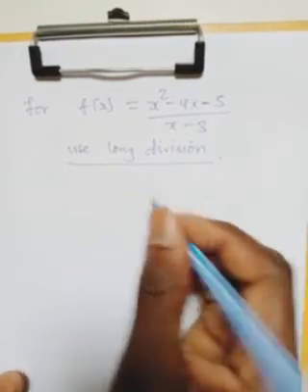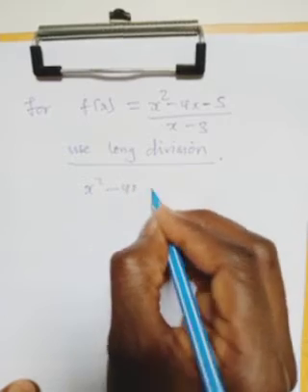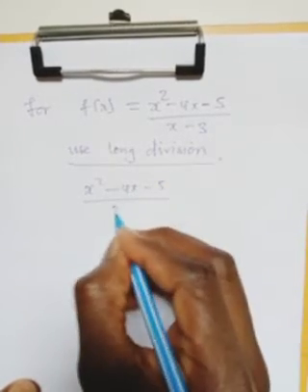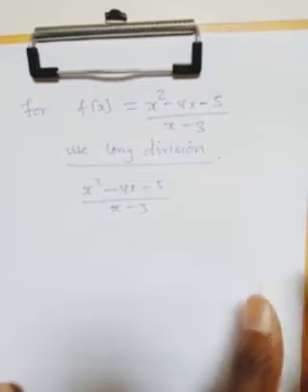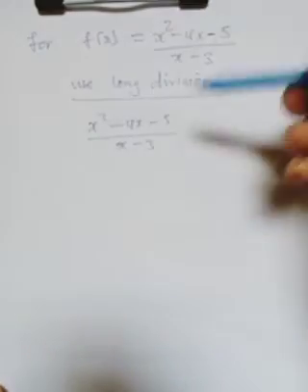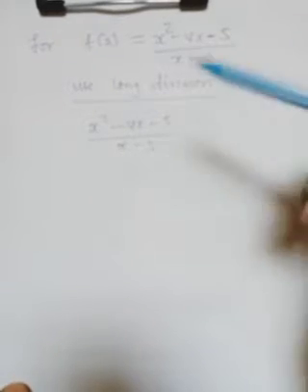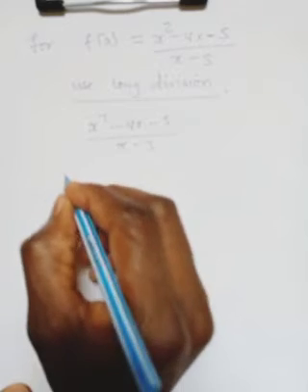Mute your microphone. So we're going to have x squared minus 4x minus 5 over x minus 3. We use long division here. If you use long division, the quotient you are going to get is going to be the oblique asymptote. But before that, find the vertical asymptote.